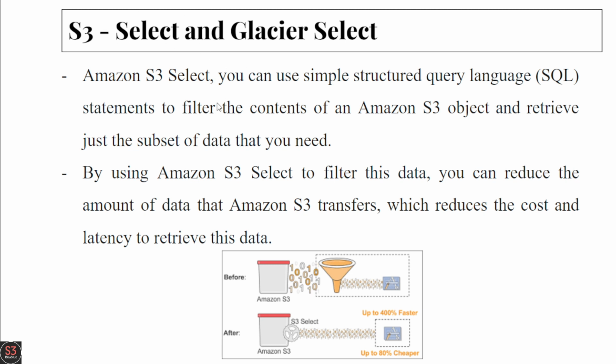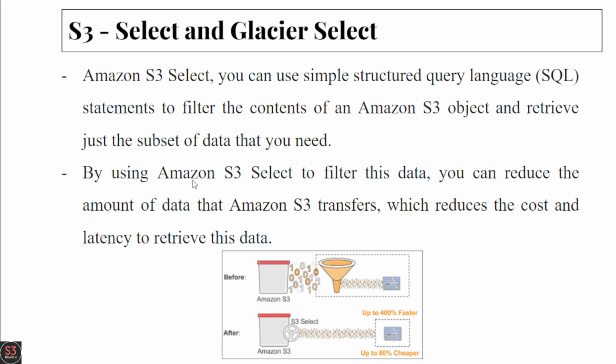In Amazon S3 Select, you can use simple Structured Query Language, also called SQL, statements to filter the contents of an Amazon S3 object and retrieve just the subset of data that you need. So if you want parts of your object and not the whole object, you can use the SQL statement to filter out the contents and get the subset of your object which you need.